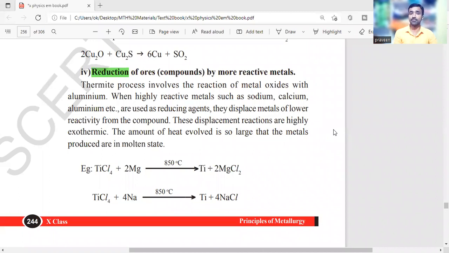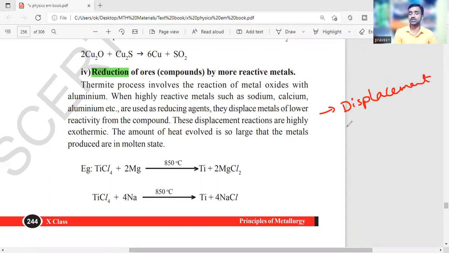Different types of chemical reactions we learned in 9th class: what they are, combination reaction, decomposition reaction, or double displacement, or displacement, right? Electrolysis process. So from that, here you need to just have an idea about a displacement reaction.